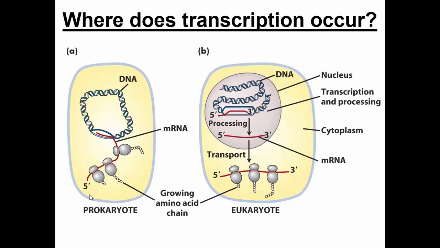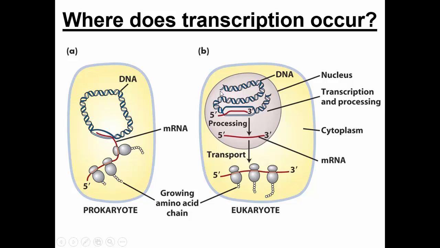So where does transcription occur? Well, in prokaryotes, since they don't have a nucleus, transcription just occurs in the cell, right? In eukaryotes, since they do have a nucleus, transcription occurs in the nucleus and translation occurs in the cytoplasm. That's a big difference here. So we say in eukaryotes that transcription and translation are separated by time and space.